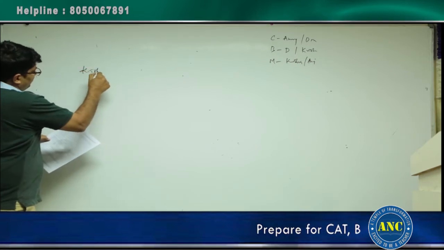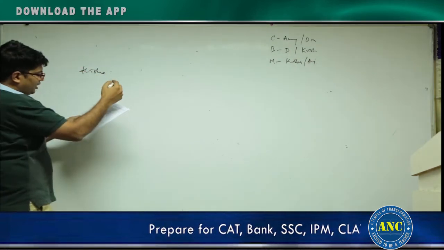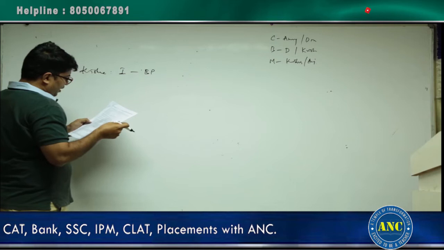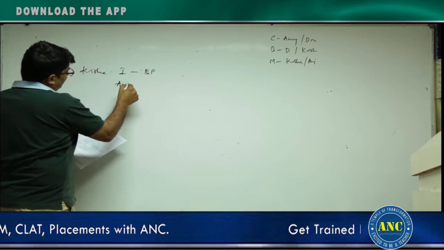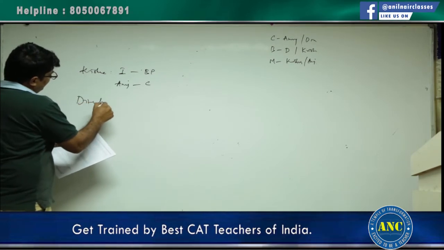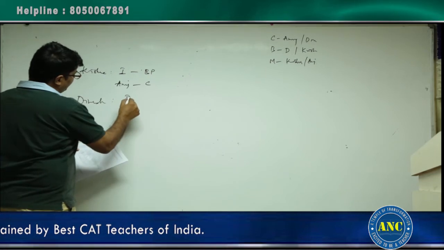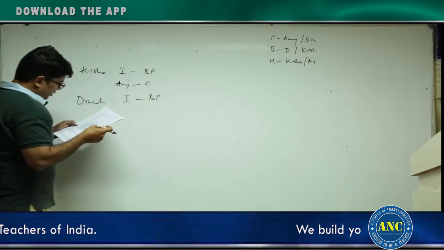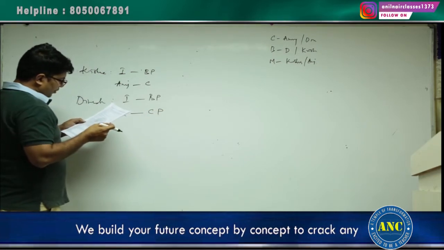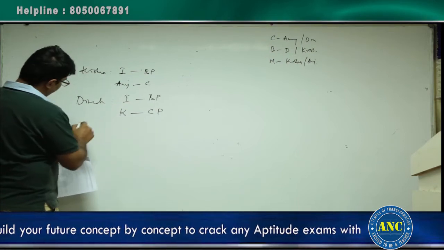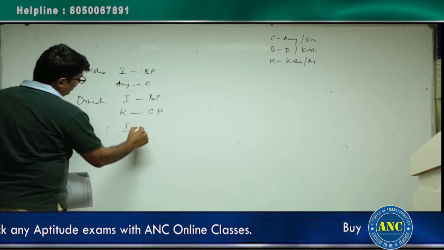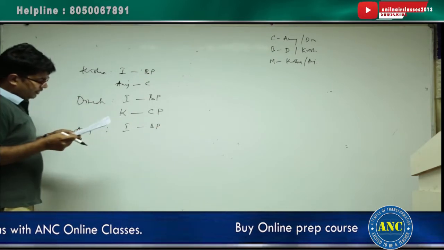Because I need to explain on the board, let me put it down. Krishna says, I am a biology professor. Anuj is the chemistry professor. Dinesh says, I am a biology professor. Krishna is a chemistry professor. Anuj says, I am a biology professor. Krishna is a maths professor.